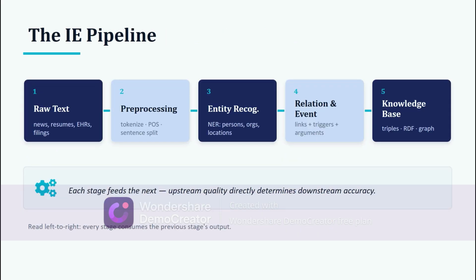So here is the canonical IE pipeline. We start with raw text. Anything from a news article to resumes or an electronic health record. Step 2 is pre-processing: tokenization, part of speech tagging, and sentence splitting. Step 3 is named entity recognition, which finds the persons, organizations, and locations in the text. Step 4 builds on those entities to extract relations and events, the links between them.